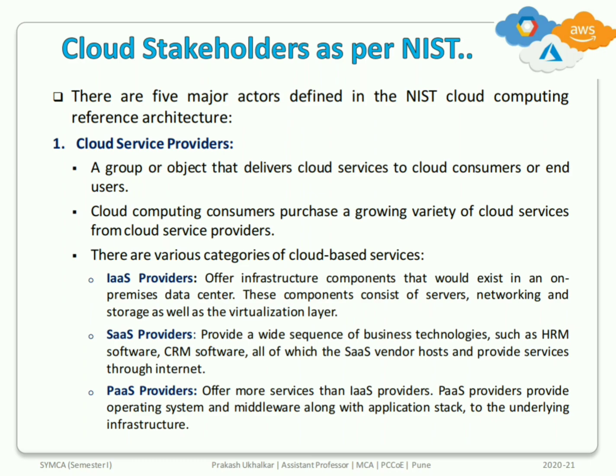Infrastructure as a Service provider, IaaS. In this model, the cloud service providers offer infrastructure components that would exist in an on premises data center. These components consist of servers, networking, and storage, as well as the virtualization layer. Software as a Service provider, SaaS. In software as a service, vendors provide a wide sequence of business technologies such as human resource management software and customer relationship management software, all of which the SaaS vendor hosts and provides as services through the internet.